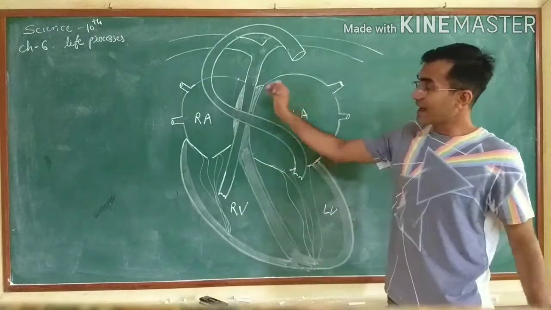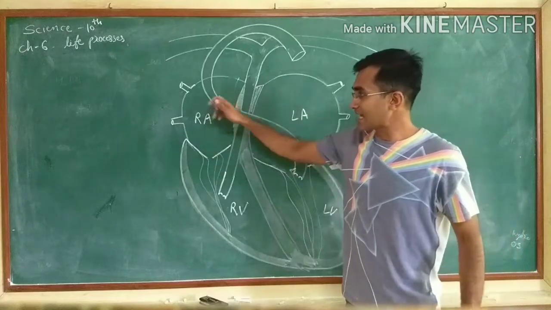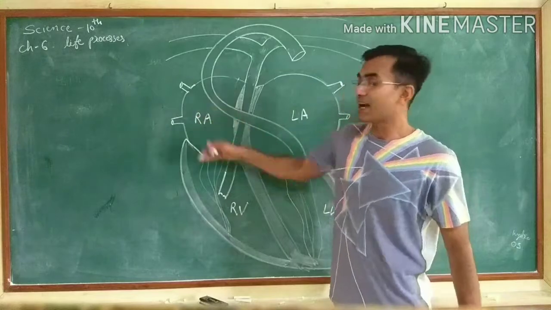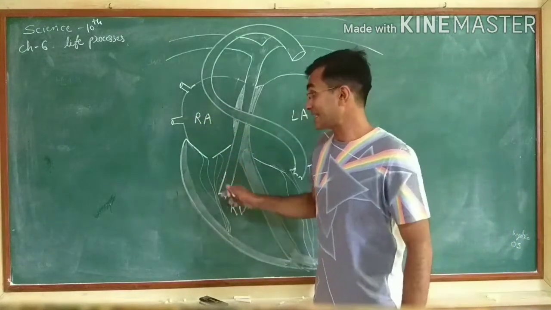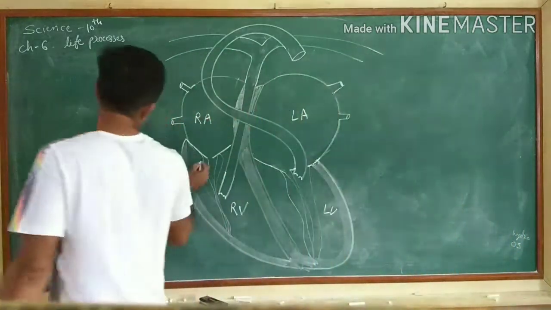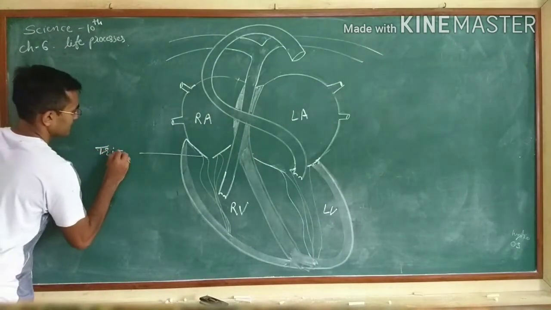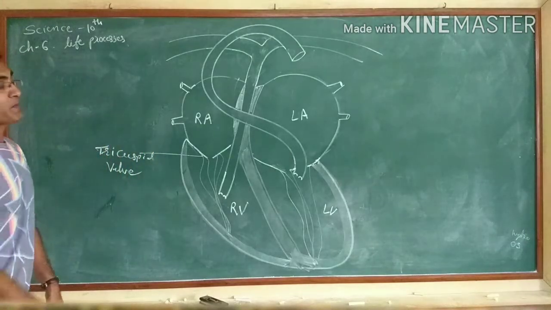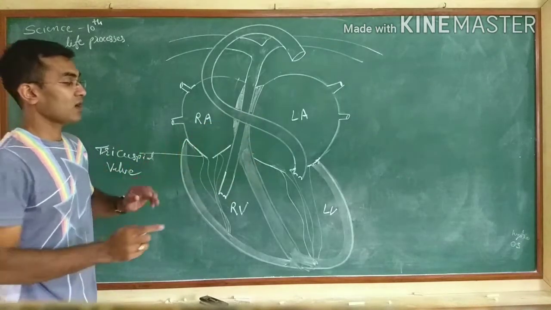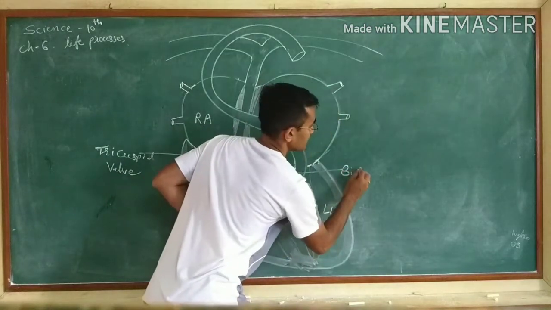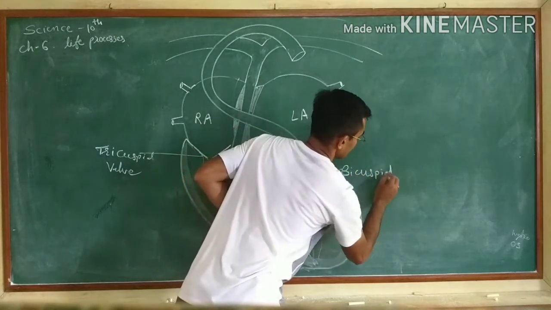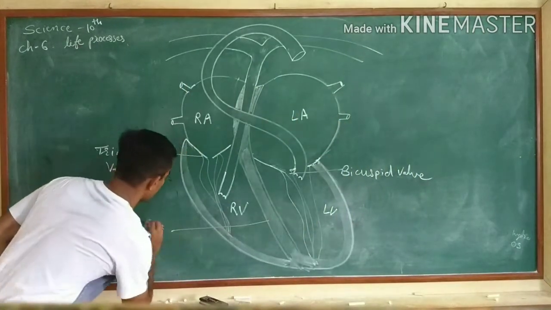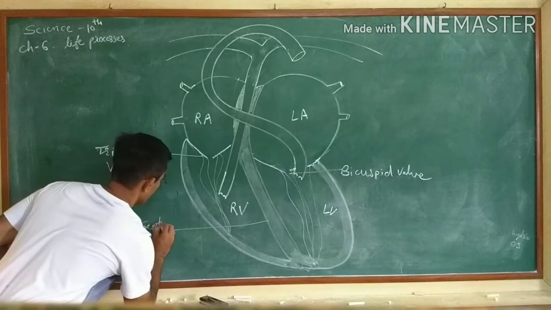In the heart, on the right side, between the right atrium and right ventricle, there is a valve which divides the 2 compartments. That is called the tricuspid valve. Tricuspid valve. And over here, this valve is called the bicuspid valve. This one over here, as I said, is called the septum.